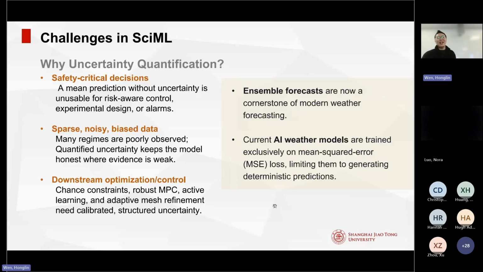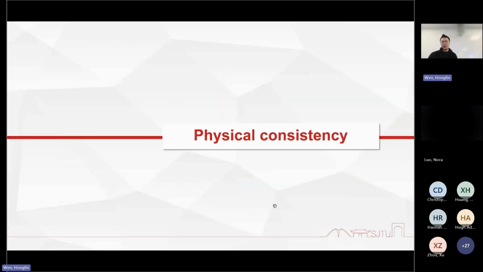But now the AI models are trained as deterministic models. For most of the models now, they cannot communicate uncertainty. So in my view, these two problems are what we need to solve in the future. Let's dive into them one by one.